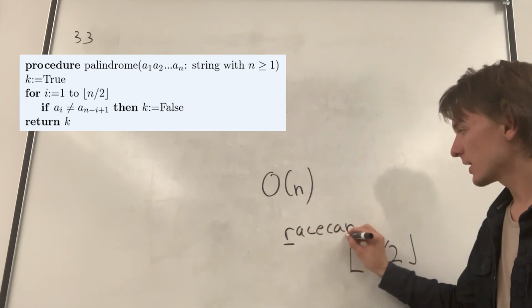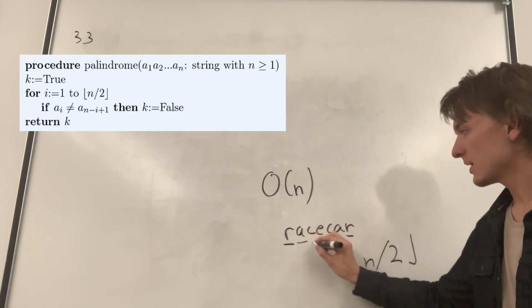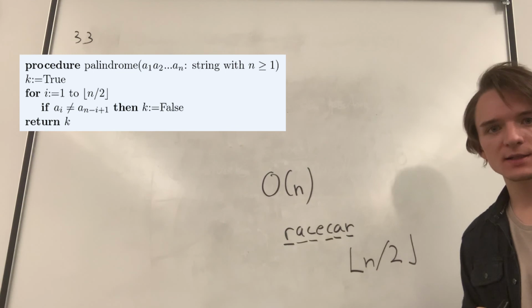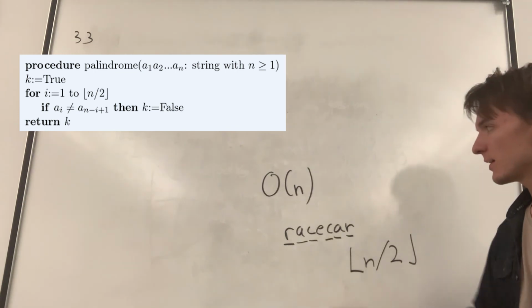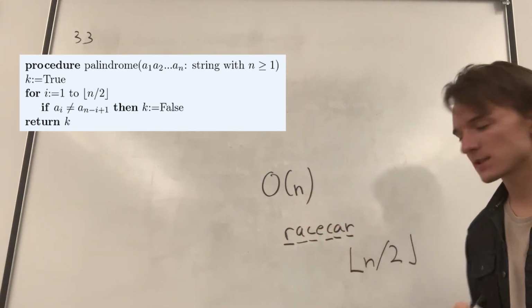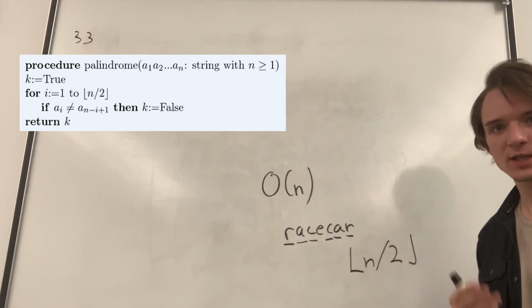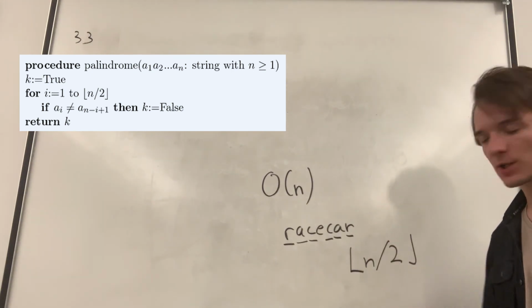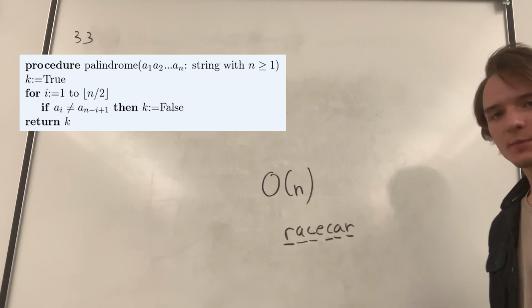It checks R against R, A against A, C against C, and then ceases. And that's based on n, because we ignore constants. We ignore the division by 2, which is a constant. We ignore the floor function. So that's why it's big O of n.